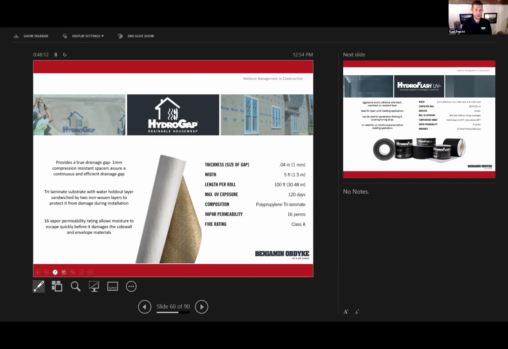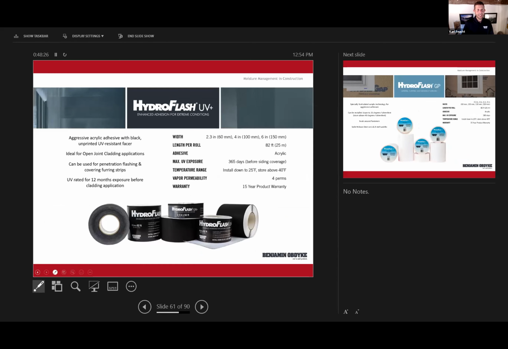120-day UV exposure. And on all of our products you're going to see on the right side here the vapor permeability. I talked about that a little bit in the presentation. 10 to 20 is the sweet spot from a building science standpoint. So we're at 16 here with the HydroGap. So to get the system warranty, use HydroGap with one of our HydroFlash products.